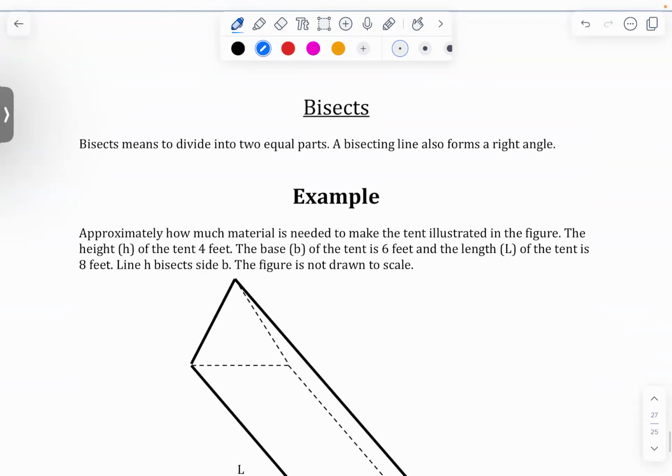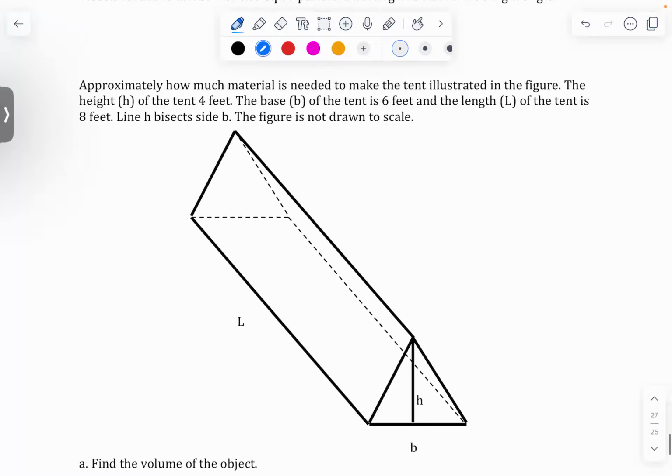All right, one last big concept here. So one little definition, bisect. And we've kind of already been doing this without really doing it in a couple of cases. Bisect means you're dividing something into 2 equal parts and creating a right angle. So when something is bisected, it's splitting it and forming a right angle.